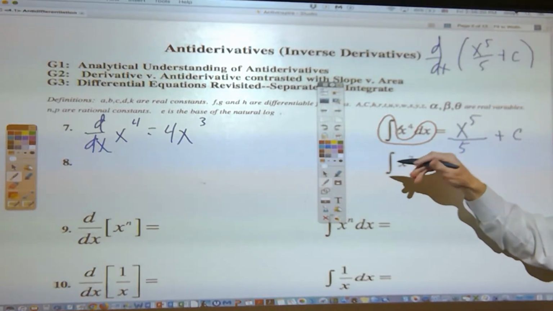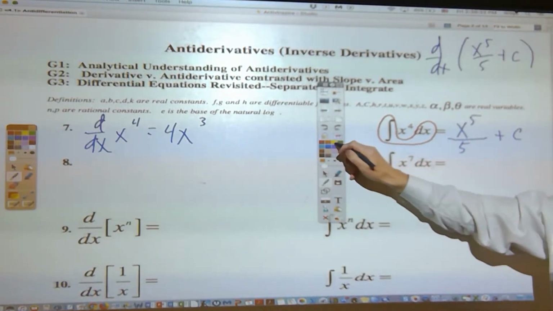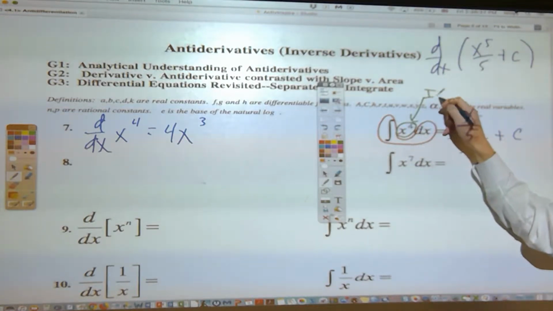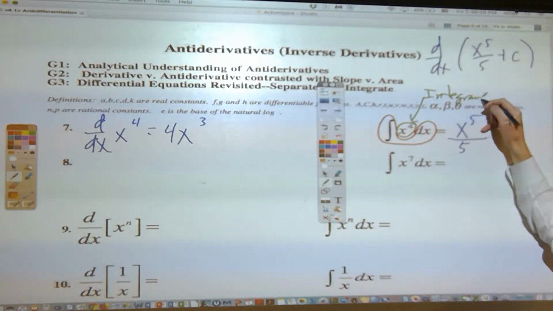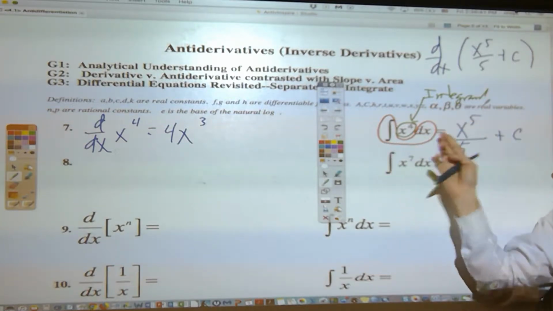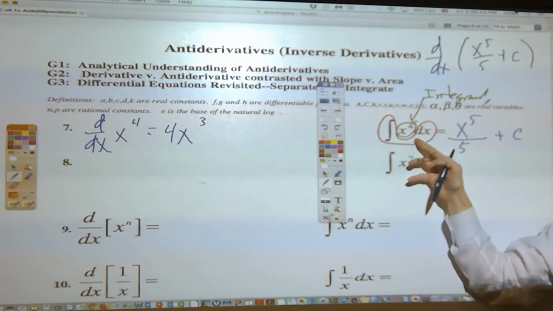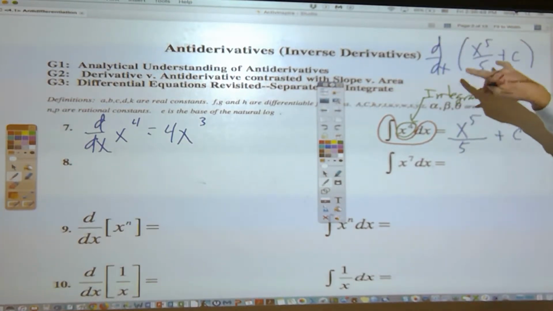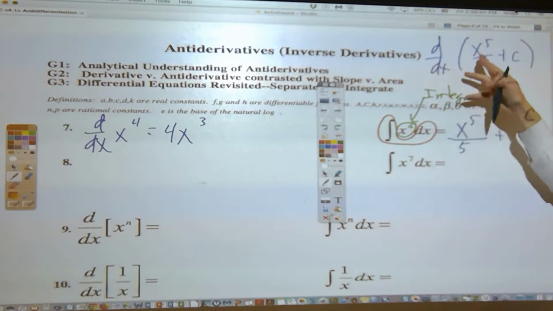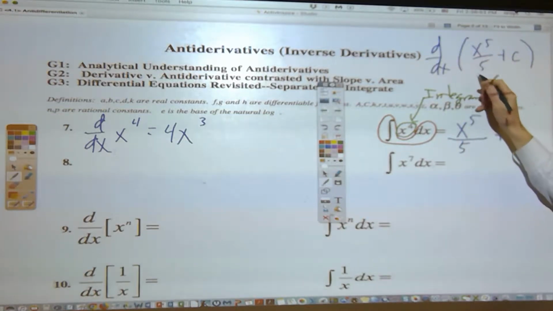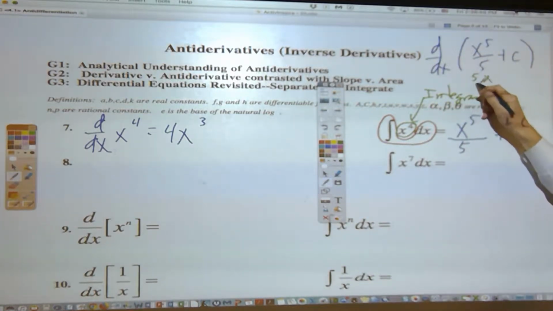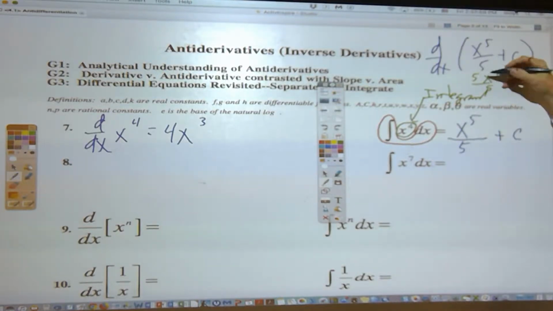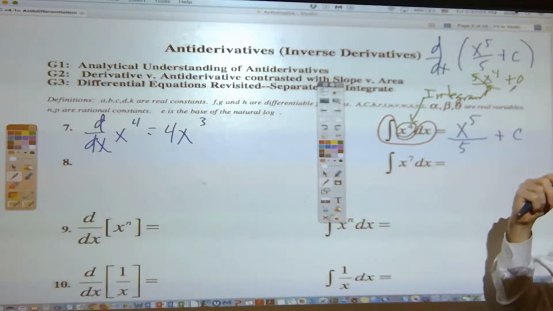Canoe is not an official mathematical term. The official mathematical term for the passenger in the canoe is the integrand. The integrand is the input to the antiderivative process represented by this canoe-shaped operator. So if we take the derivative of our answer, that should get us back to the integrand. Let's find out. The derivative of x to the 5th over 5 is 5x to the 4th over 5, so 5x to the 4th plus 0. Sure enough, 5's cancel. It worked.